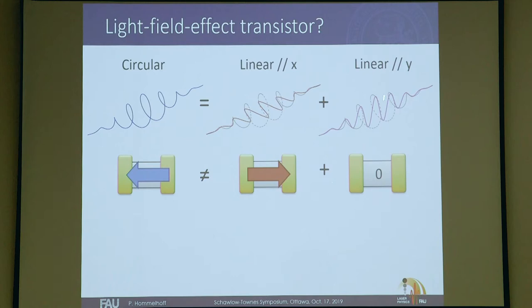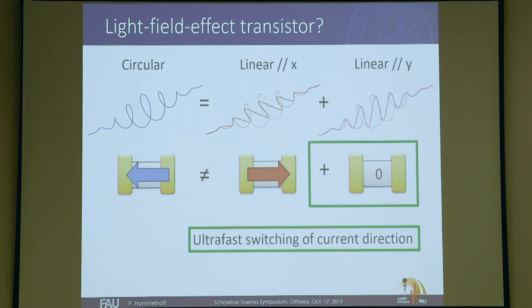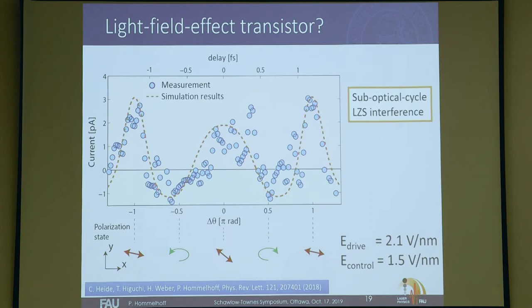So if you will, we have a field that doesn't do anything in its own right, but it does switch the current direction. You could call it a light field effect transistor or so. It's kind of fun to see. It really works. We, of course, understand it based on these two different pictures. Here, for linear polarization, we have Landau-Zener-Stückelberg interference, strongly driven electrons that lead to relatively large currents. Whereas if we change the polarization angle, go to circular polarization, this Landau-Zener-Stückelberg interference cannot take place, and we see this other effect, and we can nicely switch the current direction by controlling this.